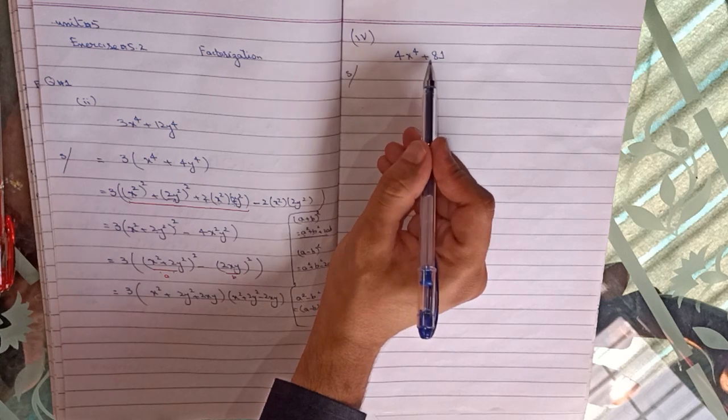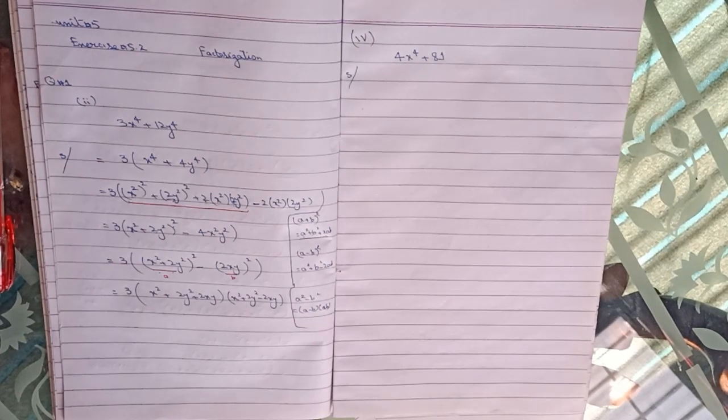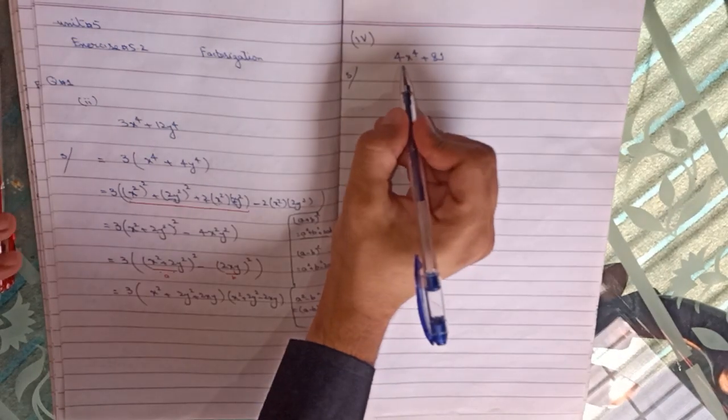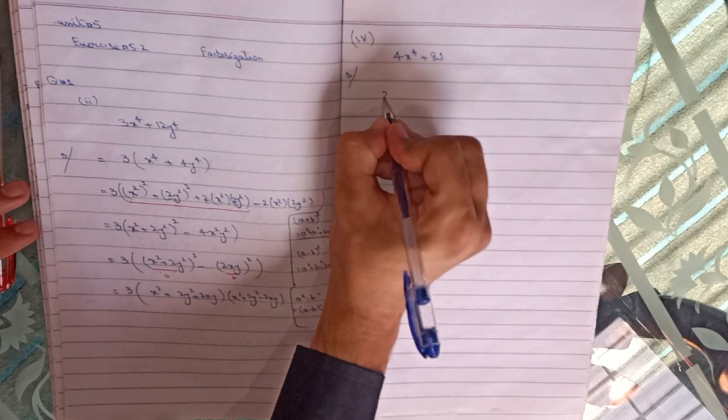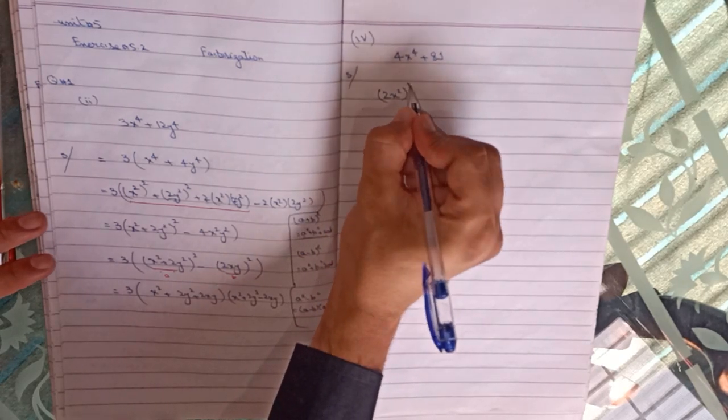X is common between these two terms? X is present here, but not here. It means nothing is common. So we will start our factorization type number 3 and try to make our a plus b whole square form. Let's see then. 4x power 4 can be written as 2x square whole square. It is our a square.